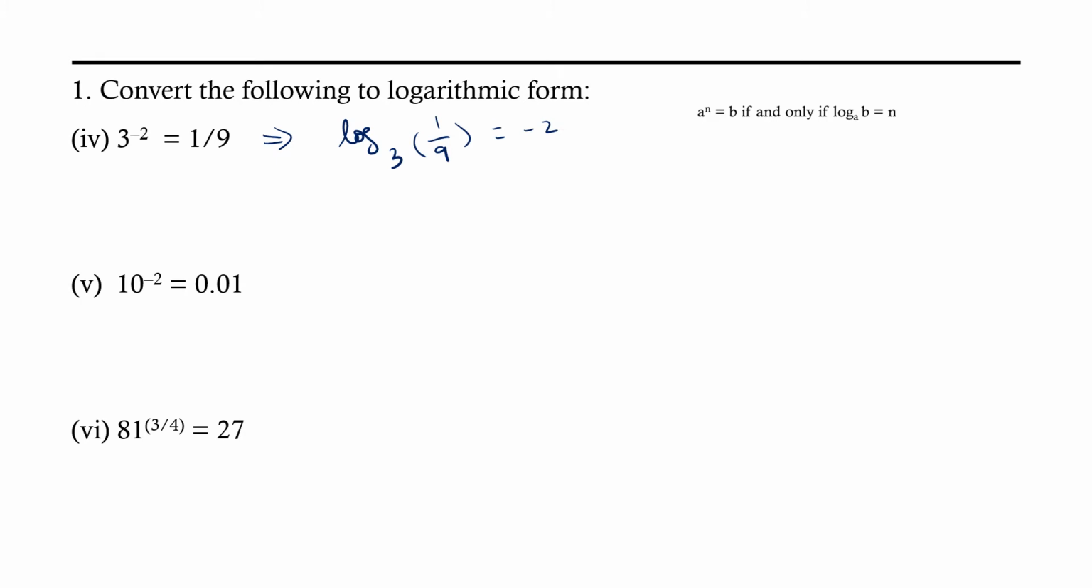Then the next one is 10 raised to minus 2 equal to 0.01. So from this we can write the logarithmic form as log 0.01 to the base 10 is equal to minus 2. Then the next one, 81, the whole raised to 3 by 4 equal to 27. This one we can write it as log 27 to the base 81 is equal to 3 by 4.